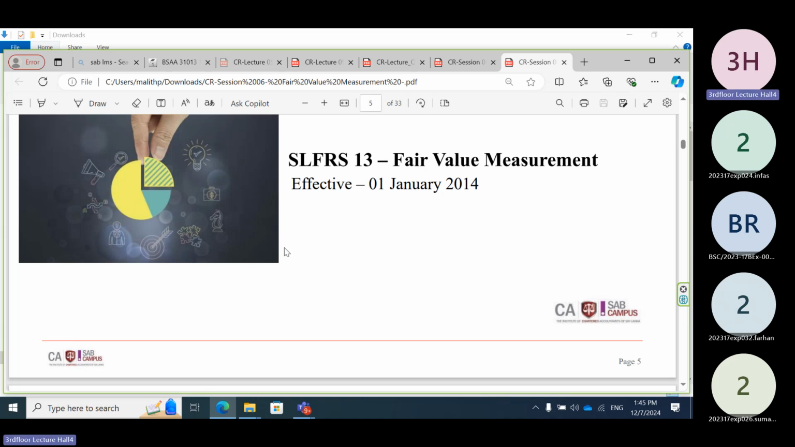Deferred tax asset and deferred tax liability. අපි deferred tax කරන්නේ කියලා. Why do you have to do deferred tax?